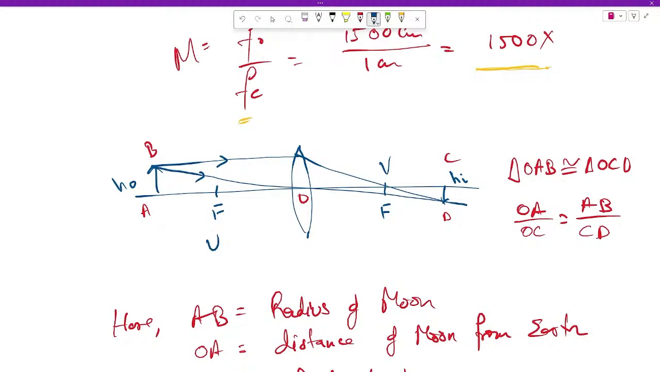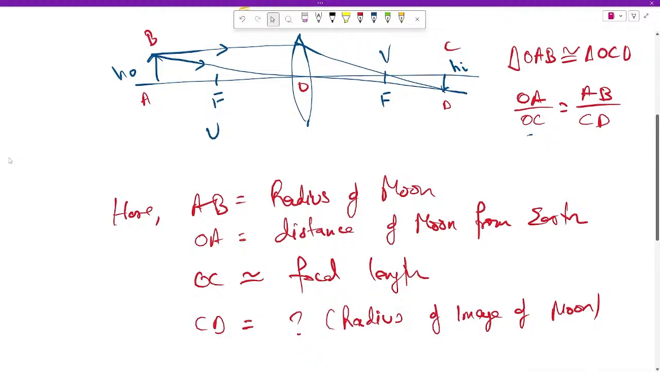So if we focus on the two triangles over here, that is OAB and OCD, these two triangles are always going to be similar. And we know the property of similar triangles is that the ratio of the similar sides are always equal. So in these two triangles, OAB and OCD, OA by OC will always be equal to AB by CD. So this question was asking what is the radius of the image of the moon? So if we substitute the values, if we assume that this is the moon over here, now this is going to be the radius of the moon.